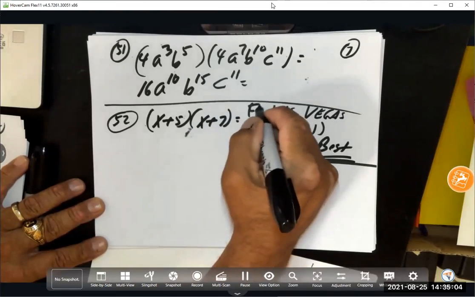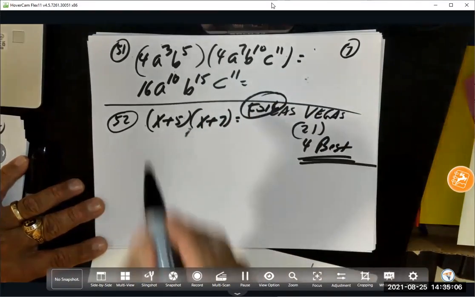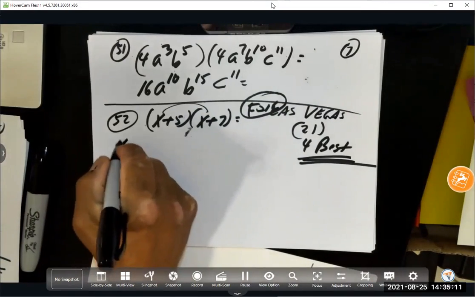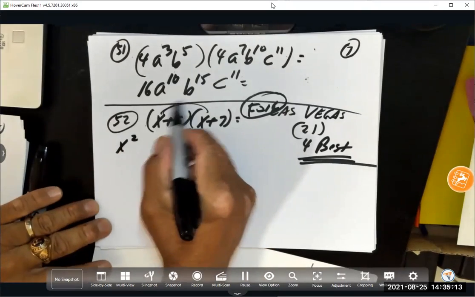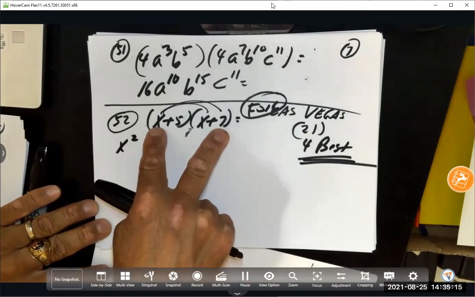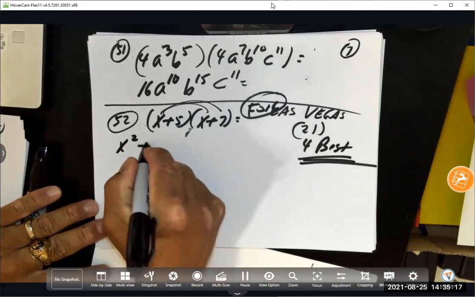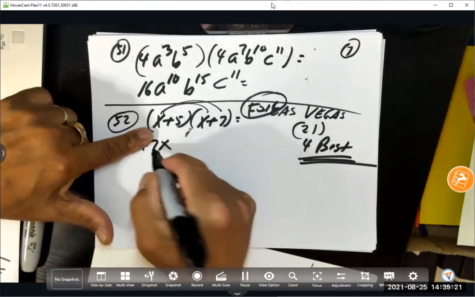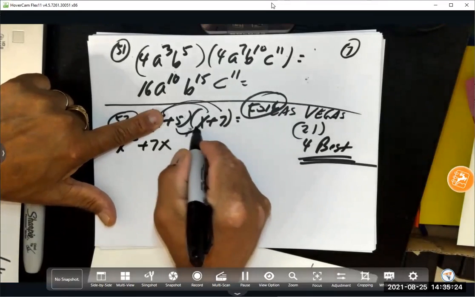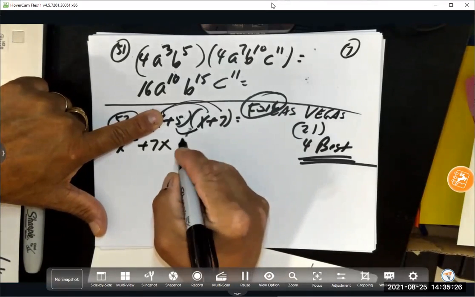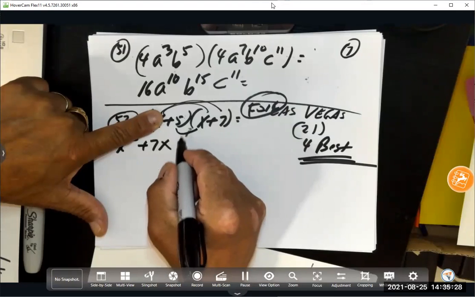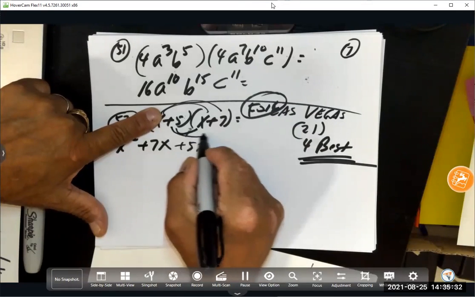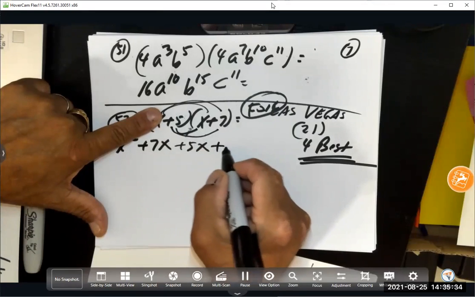So I'm going to do something called FOIL. x times x, what do you think it is? x squared. x times 7, what do you think that is? 7x. Positive 7x. That's right. So I did x times x, x squared, x times 7, 7x. This one, 5 times x is positive 5x. And the last one: a positive 5 times a positive 7 is a positive what?